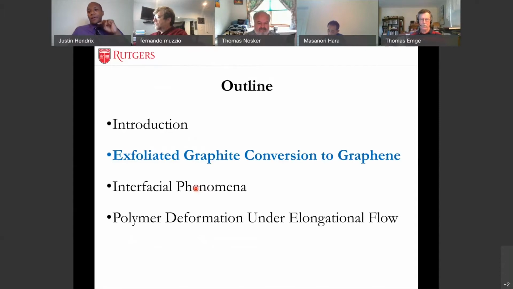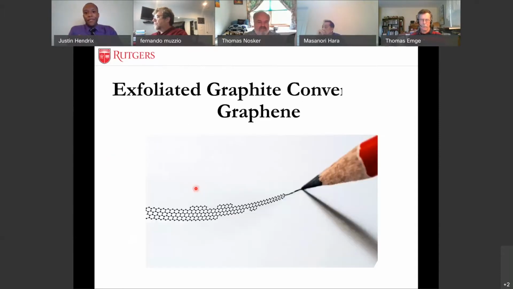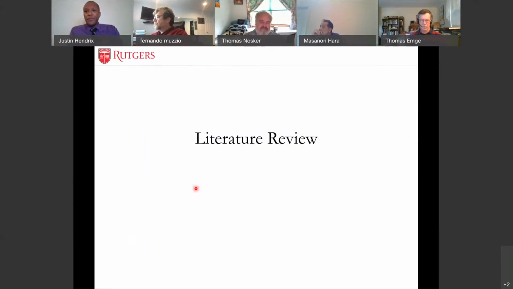Now we're going to start talking about graphite being converted to graphene. Here's a picture of mechanical exfoliation of graphite in a pencil, going across a piece of paper. And we're going to go to the literature review.